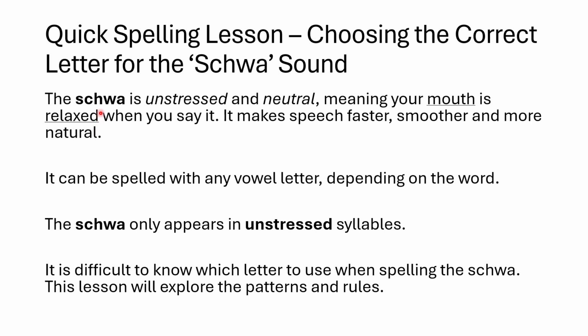The schwa is unstressed and neutral, meaning your mouth is relaxed when you say it. It makes speech faster, smoother, and more natural. English is a stress-timed language, meaning stressed syllables are spaced evenly and unstressed syllables shrink. The schwa helps to maintain this rhythm.